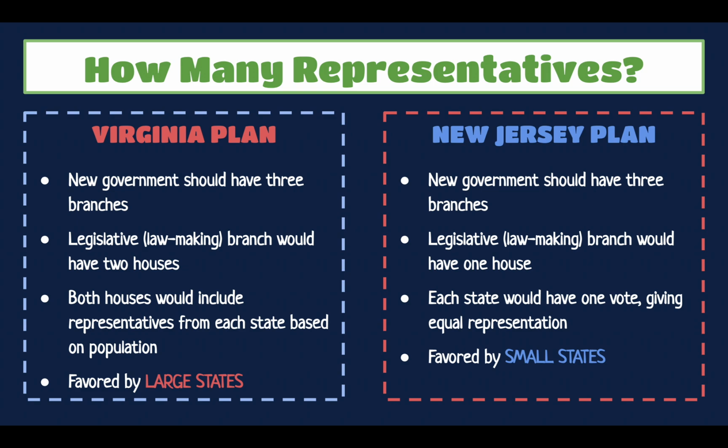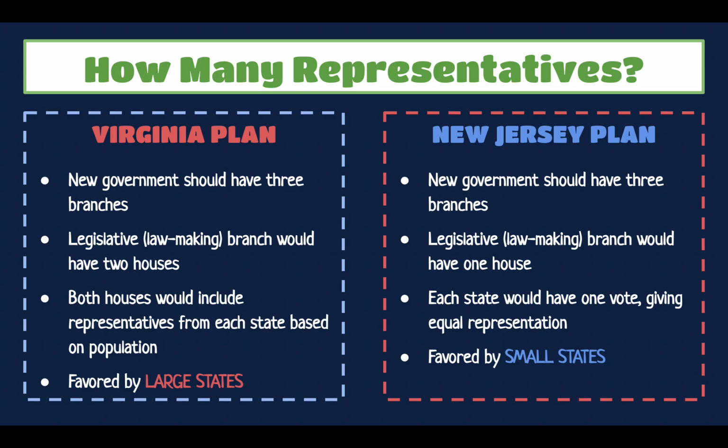And one suggestion came from Virginia, where this new government would have three branches, and the legislative or lawmaking branch would have two houses, and both of those houses would include representation for each state based on the number of people that lived in that state. So the large states, like Virginia, very much liked this plan because the more people living in a state, the more representation that state would have in the legislature. And that seemingly makes a lot of sense. If you have an awful lot of people living in your state, then perhaps you should have more influence in the government. But the smaller states didn't like that plan because they would kind of be left in the dust.